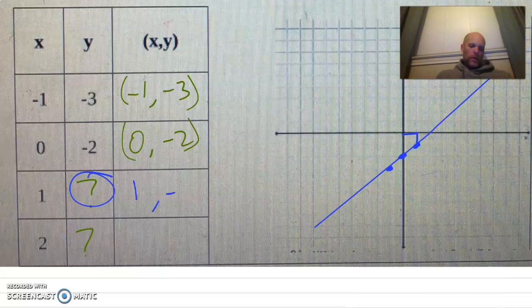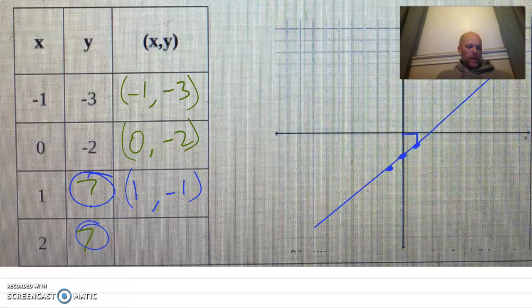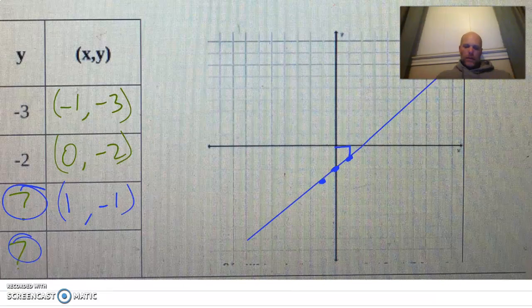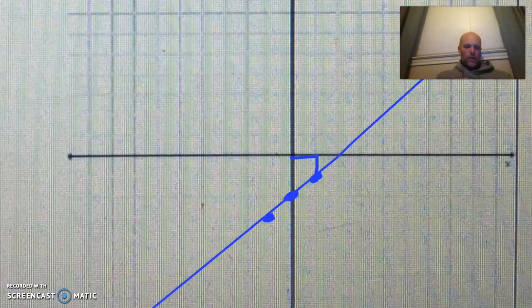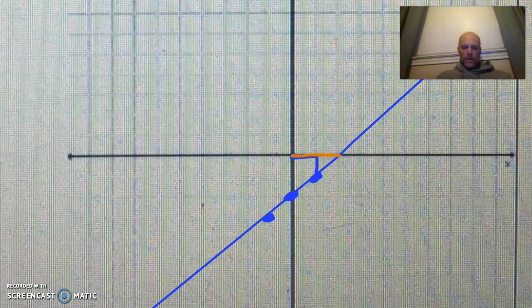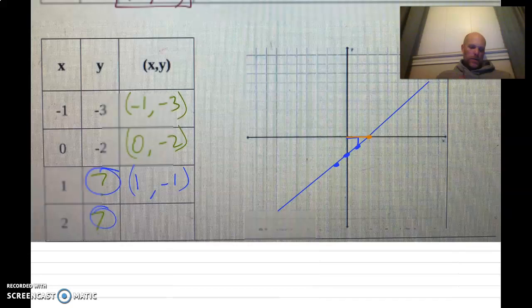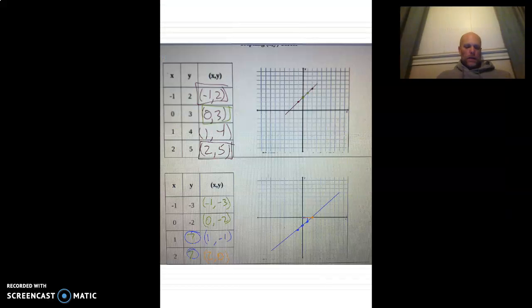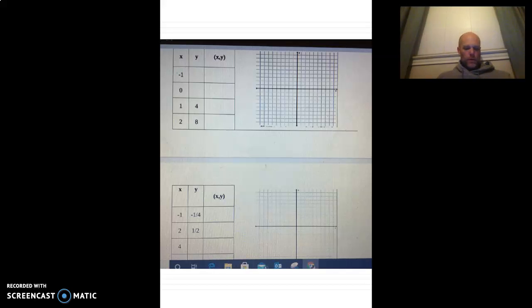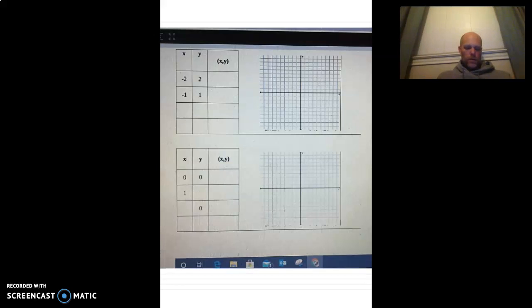So 1, -1. Then the next one, we go X of 2, and see where the line is. I'll change colors for 1, 1, 2, and there's the line. Y is 0, so that should be X of 2, Y of 0. Okay, that should help you pretty much on those.